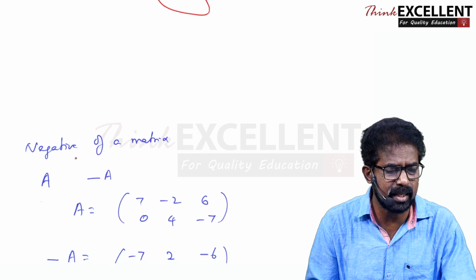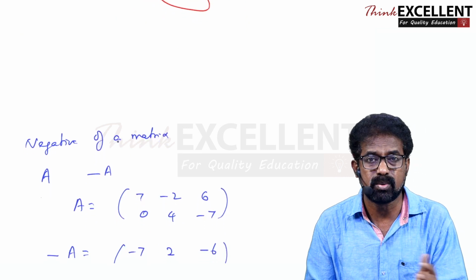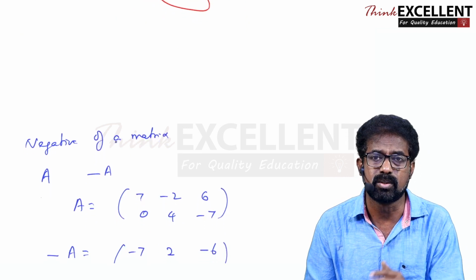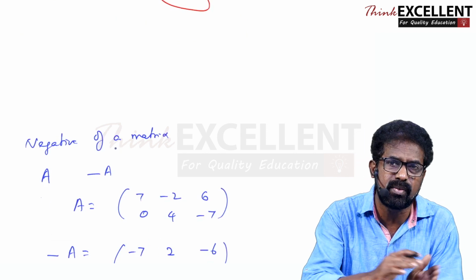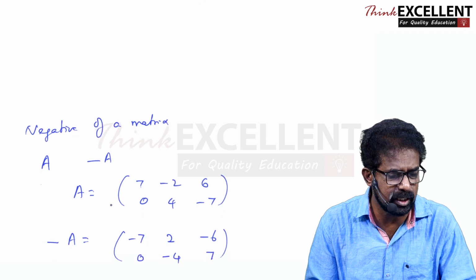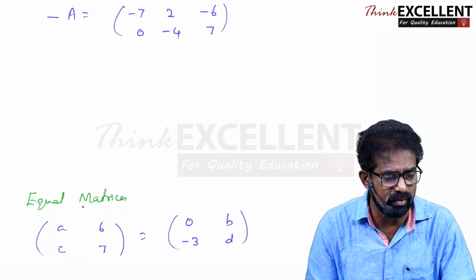Then negative of a matrix, it's very simple. What is negative of 5? Negative 5, minus 5, that's all. So A is a matrix, negative of A means minus A. You change the sign of every element. Change the sign of all elements. So that is the negative of a matrix.